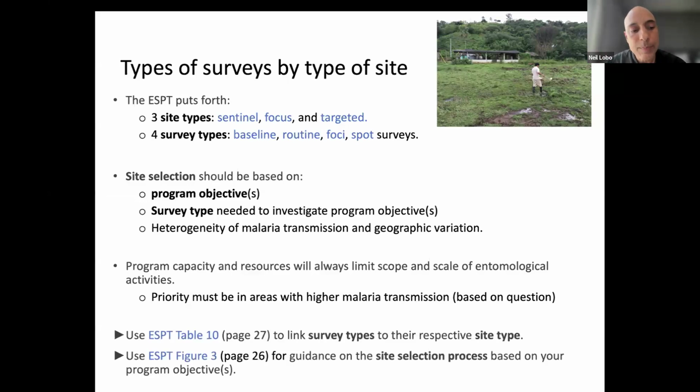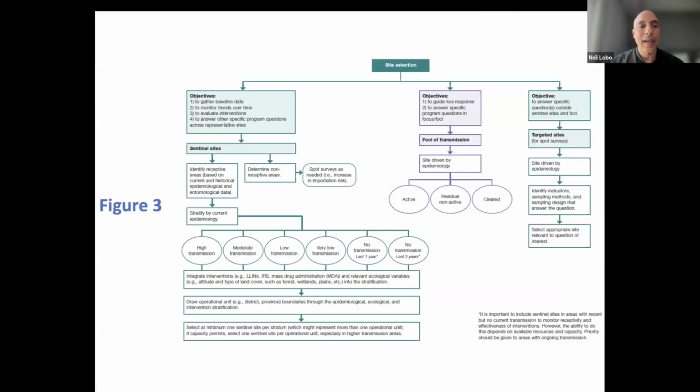So if you look at the ESPT, which I hope you've downloaded, I have another slide on where and when to download this later on. Table 10 looks at survey types and links them to the site type. If you look at the ESPT figure 3 on page 26, there's a decision tree on how to select your site based on your program objective. And this is figure 3, and I hope you can read this. The lettering is a bit small.